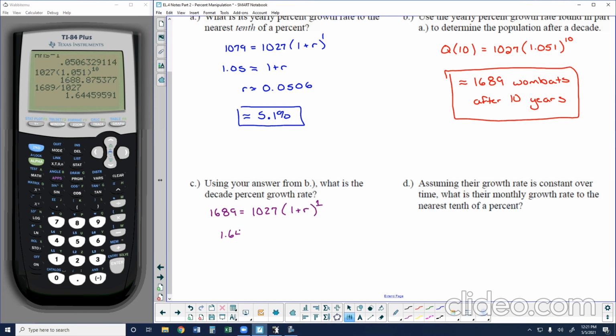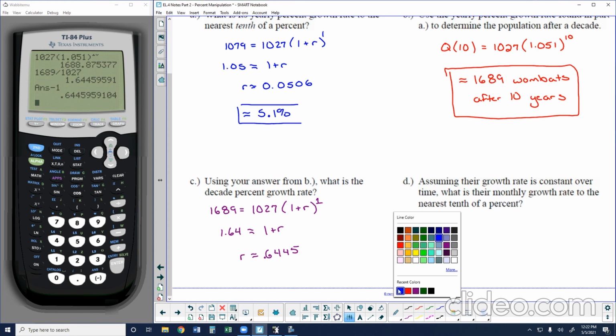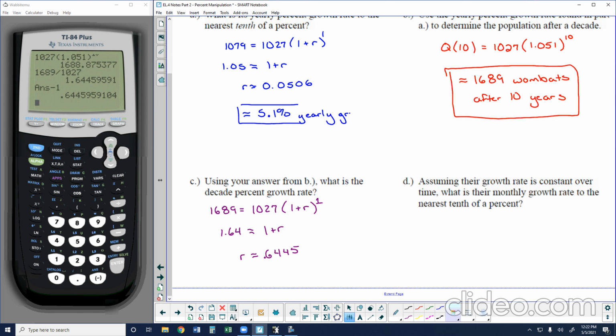Let's say 1.64. I'm going to leave that number in my calculator again. It's approximately 1 plus r, and then subtract 1 to get r is approximately 0.6445. So let me do a little bit better labeling. Let's say this is a 5.1% yearly growth. So in A, we found the yearly growth. Now in C, we are finding the decade growth.